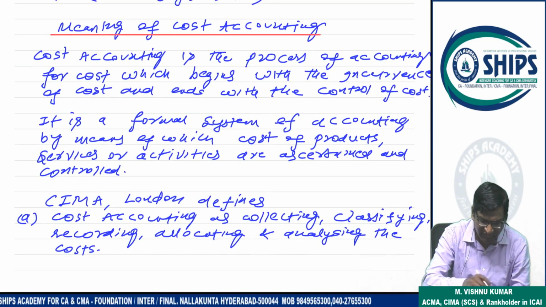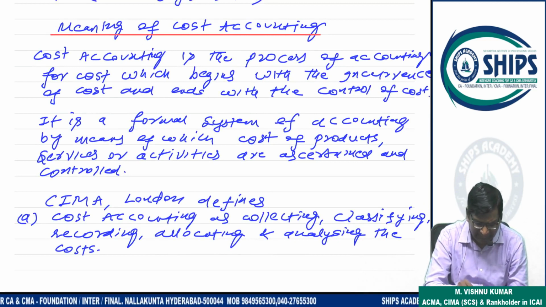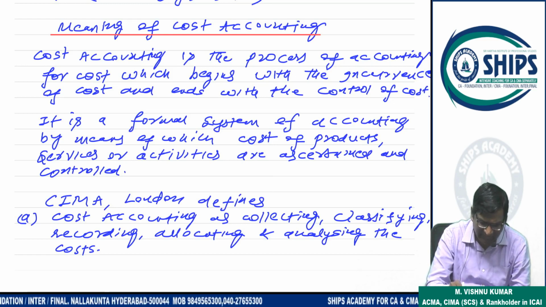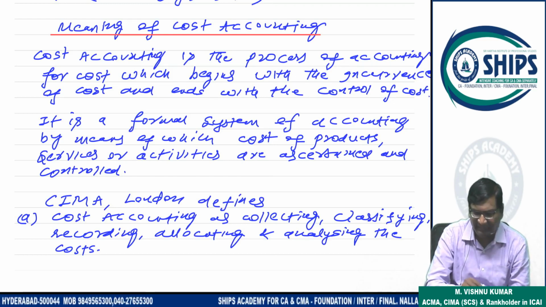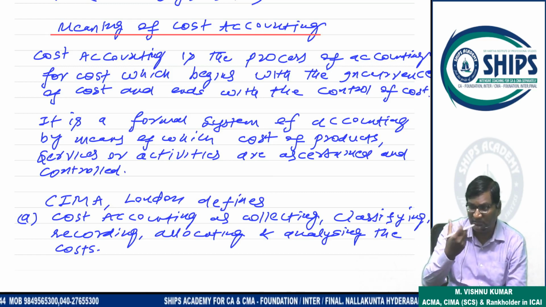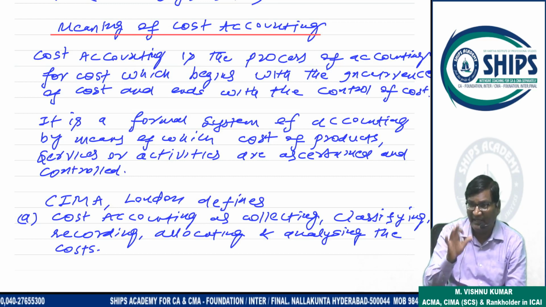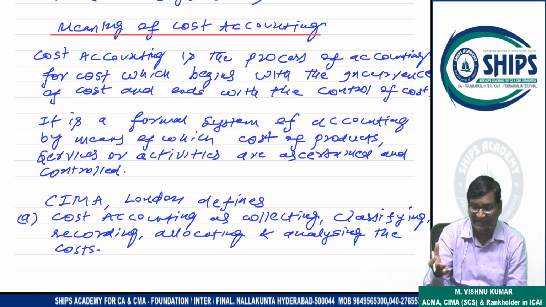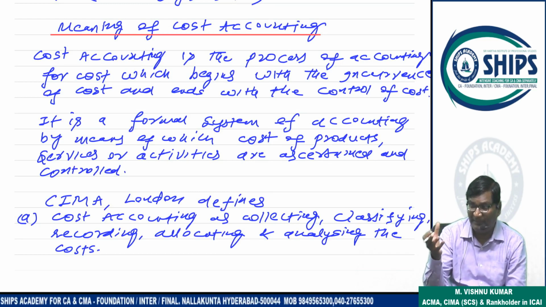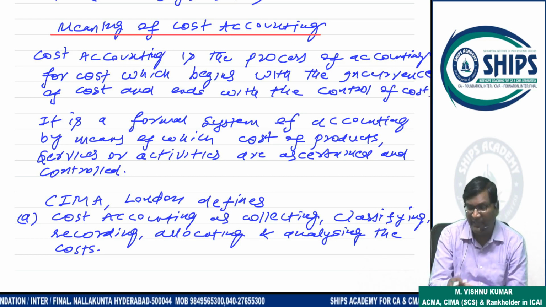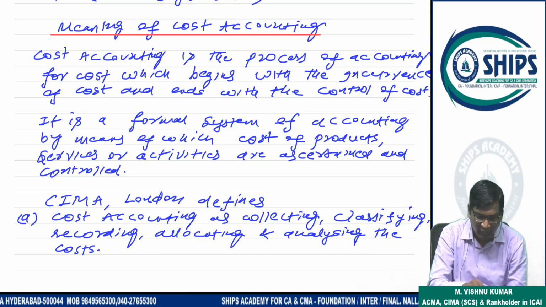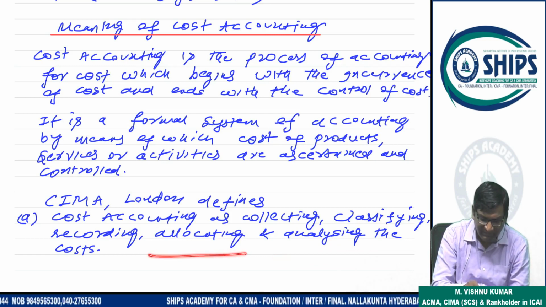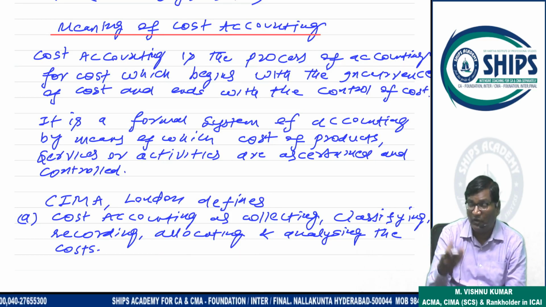So in simple words, if you learn the CMA definition, cost accounting is defined as collecting, classifying, recording, allocating and analysis of cost. First is collecting. Wherever cost is incurred, from all those departments, cost is collected. Then it is classified: direct, indirect, which type of cost this is. Like in the accounting paper, you classify real account, personal account, nominal account. So here, direct cost, indirect cost, in that way cost is classified. Then it will be recorded in books. Then allocation, then analysis. Allocation means it is exactly attributable to a product or it is not attributable to a product.